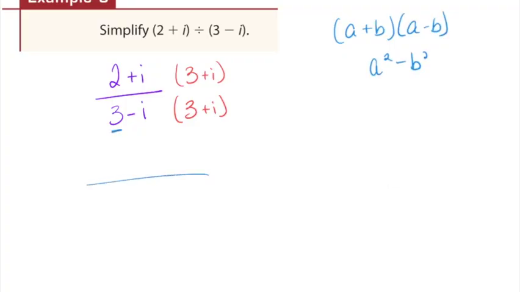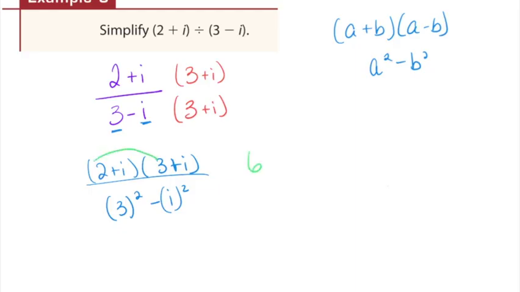The first one squared minus the second one squared. That's what I have down there. On the top, I am going to have to FOIL these. All right, and so on the top, 2 times 3 is 6. 2 times i times 3, and i times i. On the bottom, 3 squared is 9 minus i squared is negative 1.